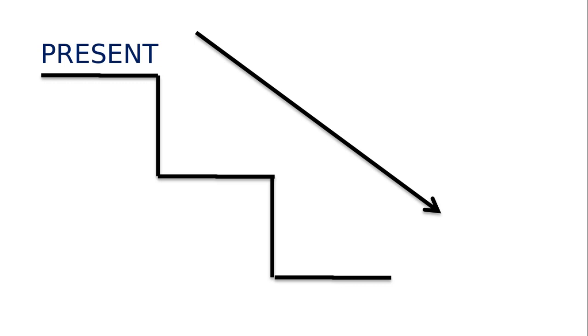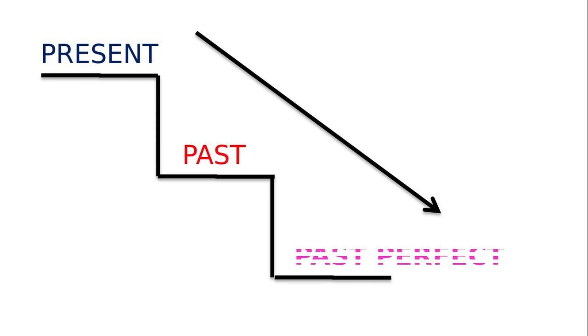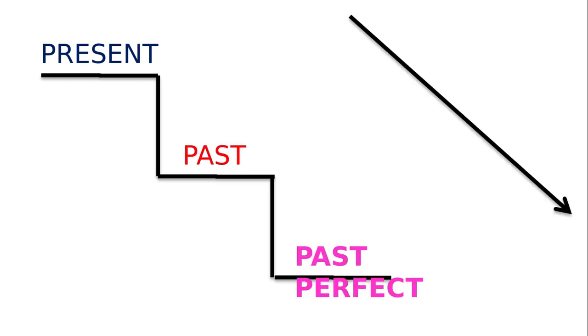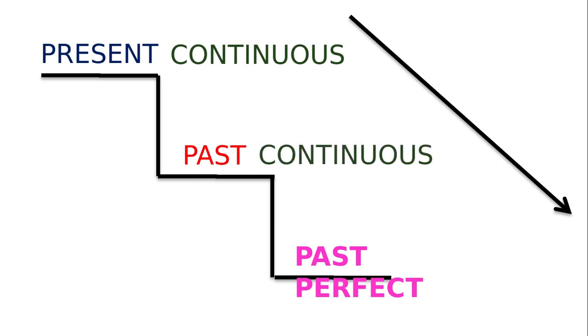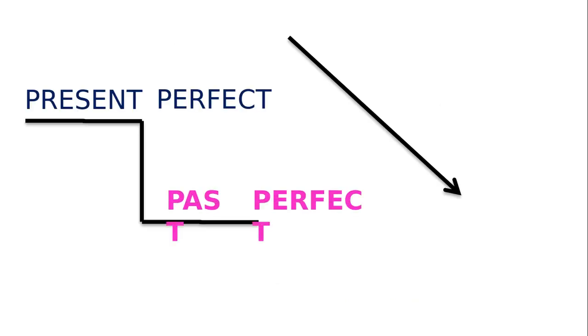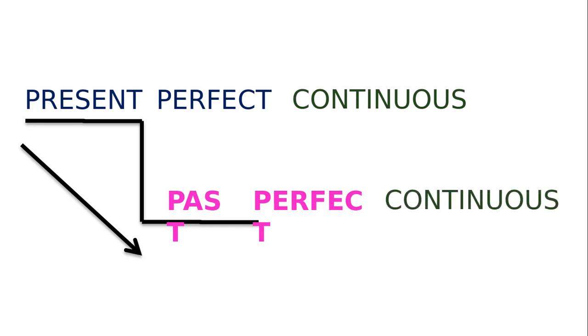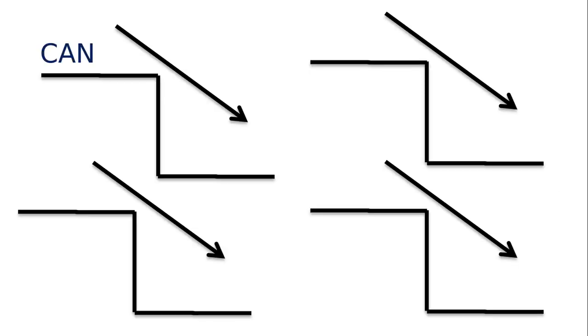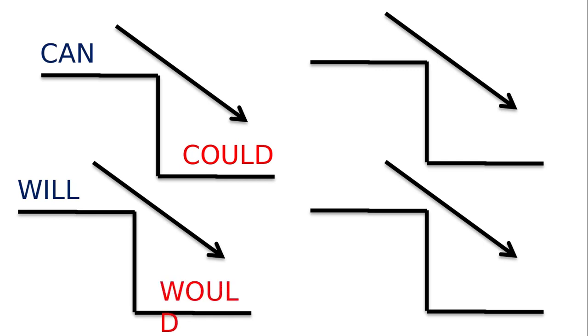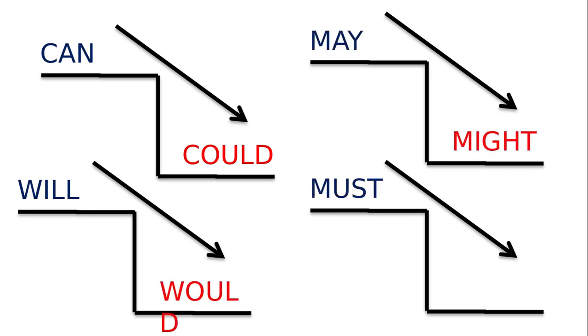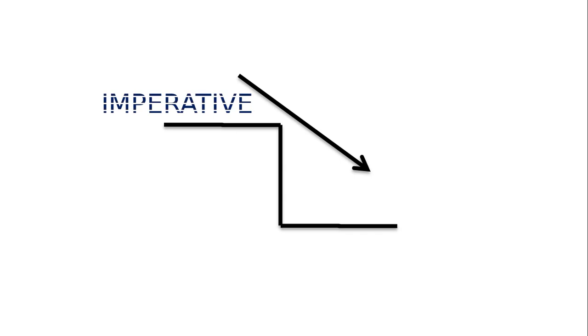Here are some examples of changes that need to be made. The present becomes the past, the past becomes the past perfect, the present continuous becomes past continuous, and the past continuous becomes past perfect continuous. The present perfect becomes the past perfect. The present perfect continuous becomes the past perfect continuous. Can becomes could, will becomes would, may becomes might, must becomes had to. The imperative becomes the infinitive.